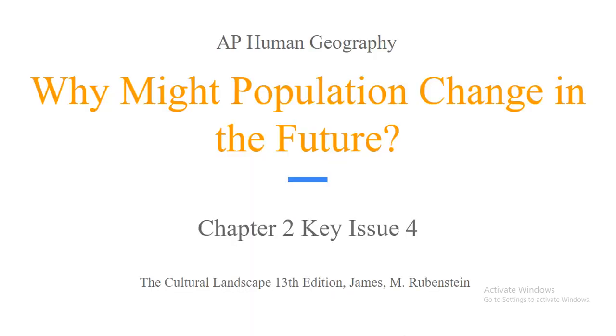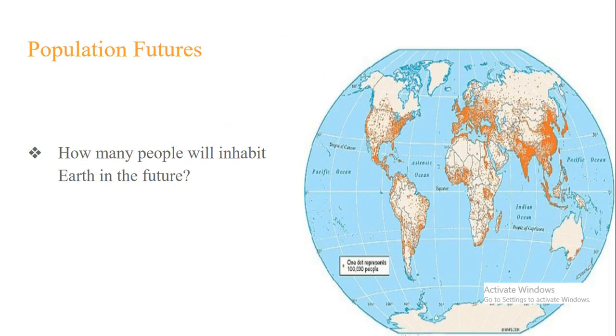Why might population change in the future? Chapter 2, Key Issue 4. Population Futures. The United Nations estimates that the world population in 2100 will be 11.2 billion. If the UN's highest estimate is followed, world population in 2100 would more than double to 16.2 billion. If the low variant is followed, world population would actually decline to 7.2 billion.